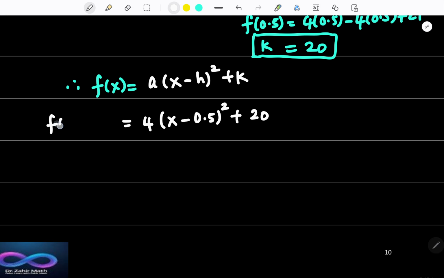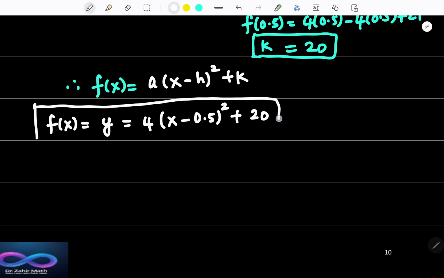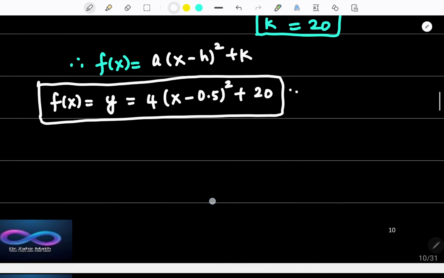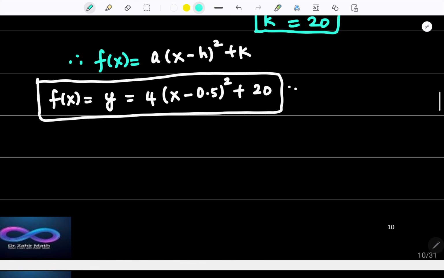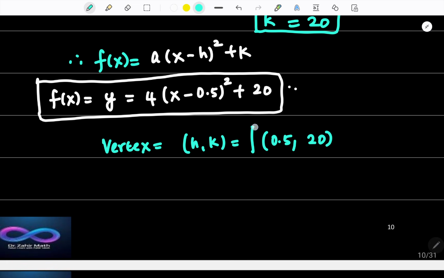K is 20. Every time you write f of x equals y, so that you will not forget that f of x is equal to y. Clear? Right. So next we are going to write the vertex. What is the formula for vertex? Which is equal to h comma k. What is your h? Your h is 0.5. What is your k? 20. Yes. Vertex is 0.5 comma 20.